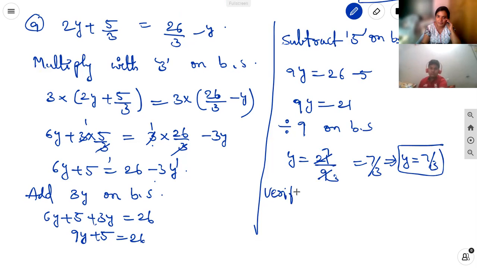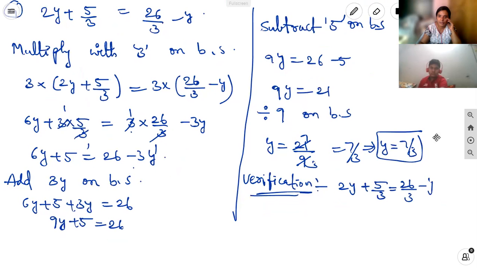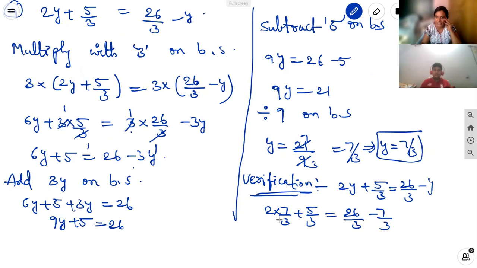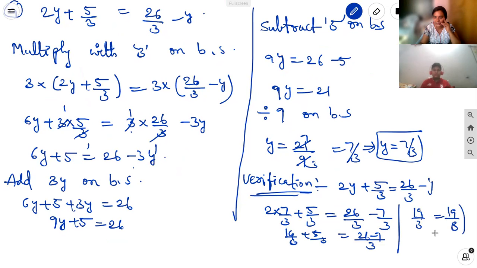Verification. (2y + 5)/3 = 26/3 - y. Here in the place of y, taking 7/3: 2 into 7/3 plus 5/3 equals 26/3 minus 7/3. 2 sevens are 14/3 plus 5/3 equals, taking LCM 3, (26 - 7). It is 19/3 = 19/3. It's verified.